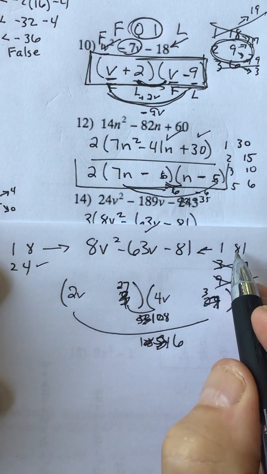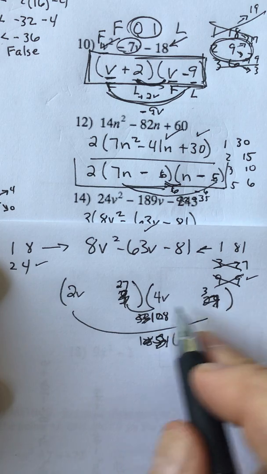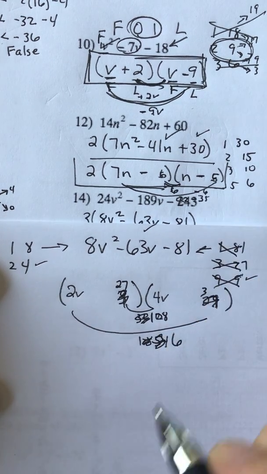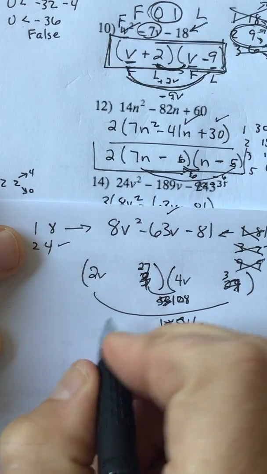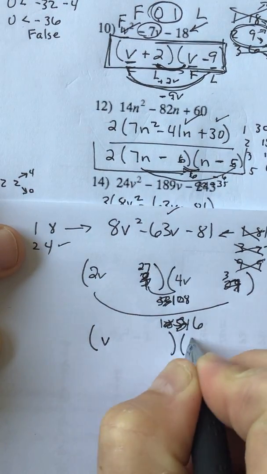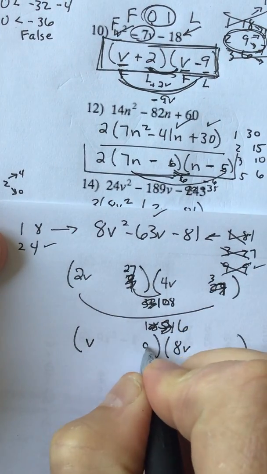Okay, so I'm pretty sure it's not the 81. 2 times 81 would be a lot. Yeah, it's not going to be the 81. So either I'll give it another try with the 1 and the 8. 1v and 8v. Okay, so I'll start with the 9 and 9 again.